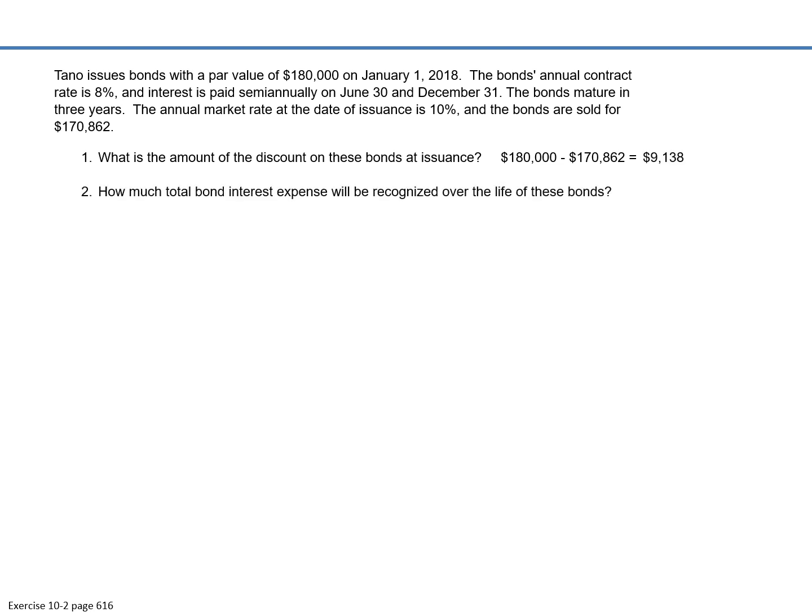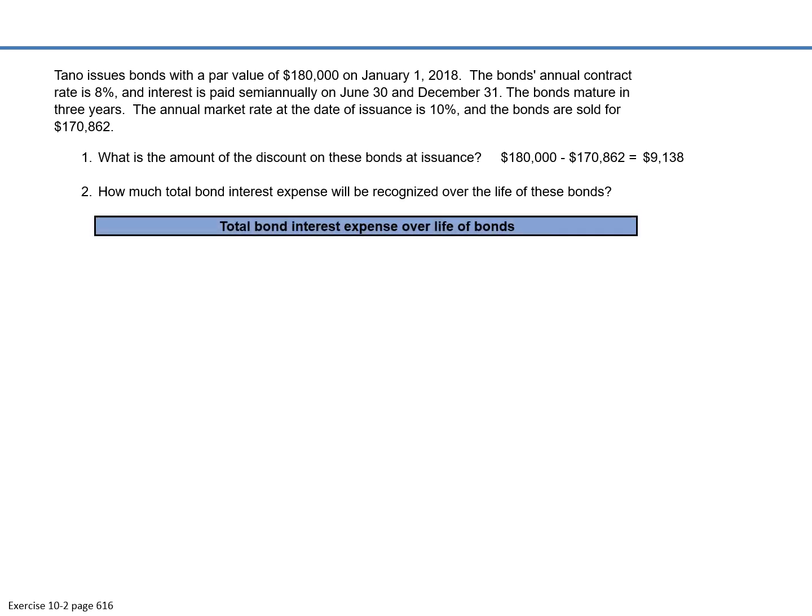9,138. How much bond interest expense will be recognized over the life of the bonds? Well, it's 8% each year. So we have 6 semi-annual payments at 4%, which is half, right? If it's 8% for the whole year, you're paying 4% every time you make a payment. So if you take $180,000 par value times 4%, you're going to have 6 payments of $7,200 for a total of $43,200.